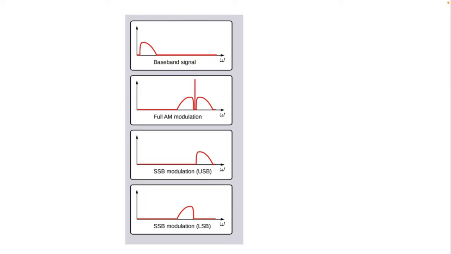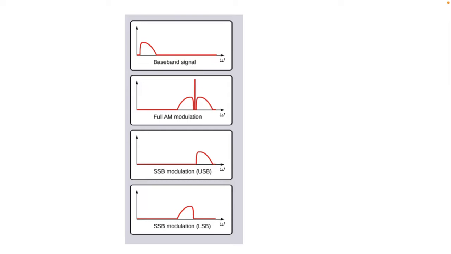This is the frequency diagram. The upper one shows the message signal. The second one is my amplitude modulated signal, which has the carrier as well as the two sidebands, upper and lower. If the carrier is removed and one of the sidebands is removed, only one band is left. Either the upper sideband is left over or the other is the LSB. This is shown in the third and the fourth graph. Since they are mirror images of each other, we can use either of them for transmission.